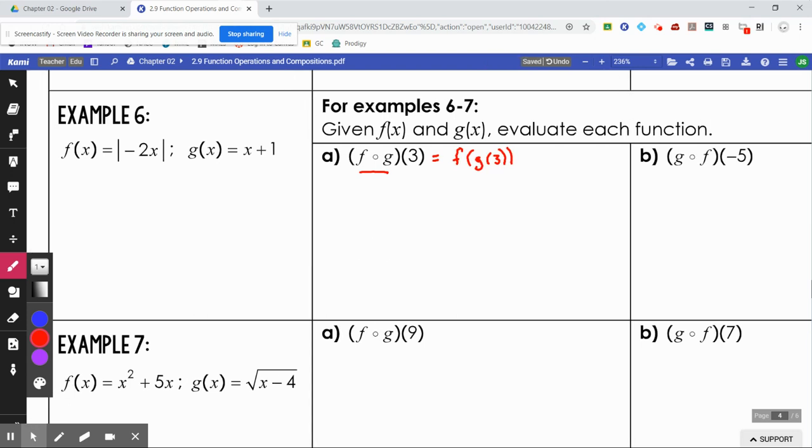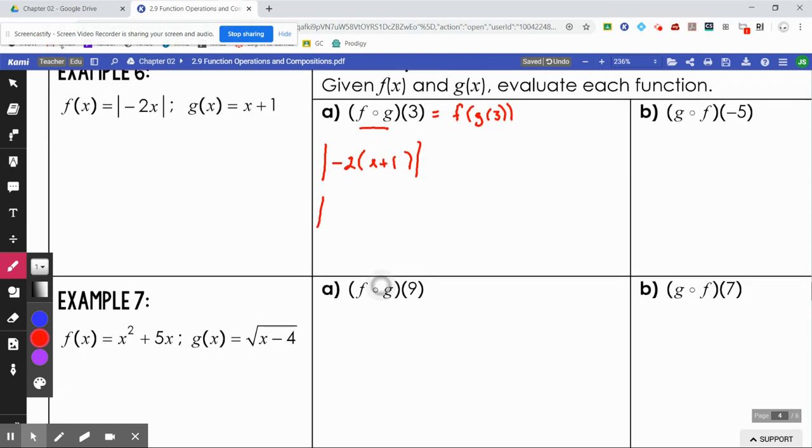Let's actually find f of g, which means we're going to take f, which is the absolute value of -2x, and in the place of x, we're going to plug in g. So that would be the absolute value of -2x minus 2. That's f of g. Then we could plug in 3, and that'd be the absolute value of -8, which would give you 8 as a final answer. The other way of working this is to do exactly what I just wrote here. F of g of 3 is the same thing as f of g of 3.